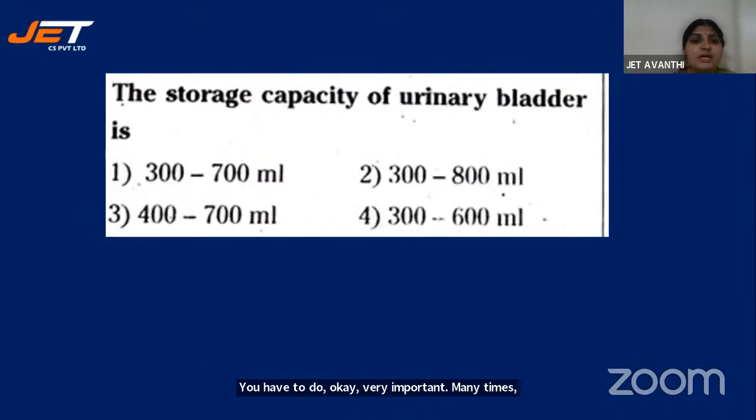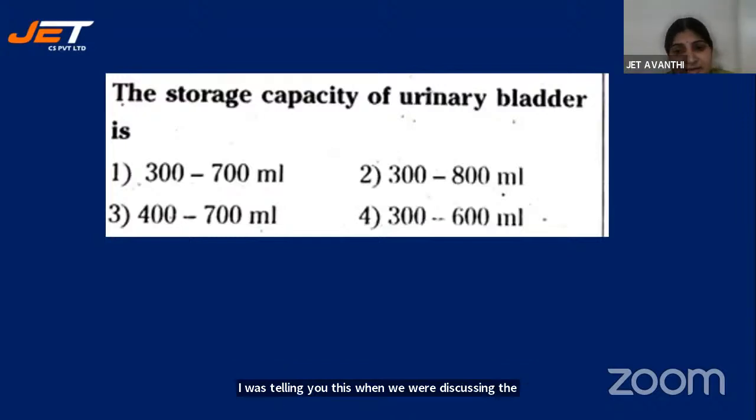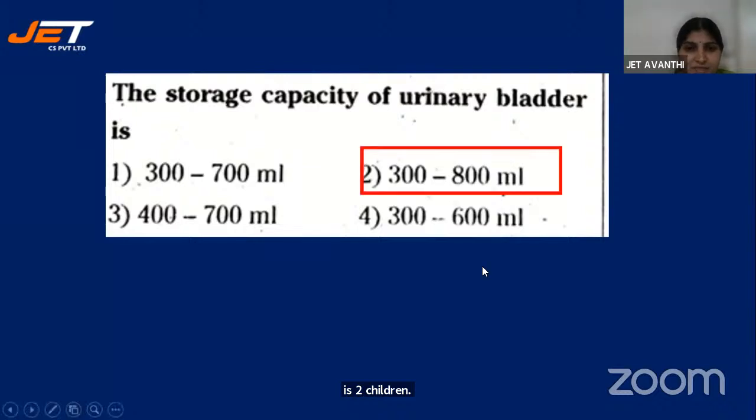Then the storage capacity of the bladder is how much? I was telling you this when we were discussing the concept. 300 to 700, 300 to 800, 400 to 700, 300 to 600 ml. It is a direct question again. Children, what's the answer? Yes, it is 2, children. 300 to 800 ml. Okay, it is 300 to 800 ml. Very good. It is 2.